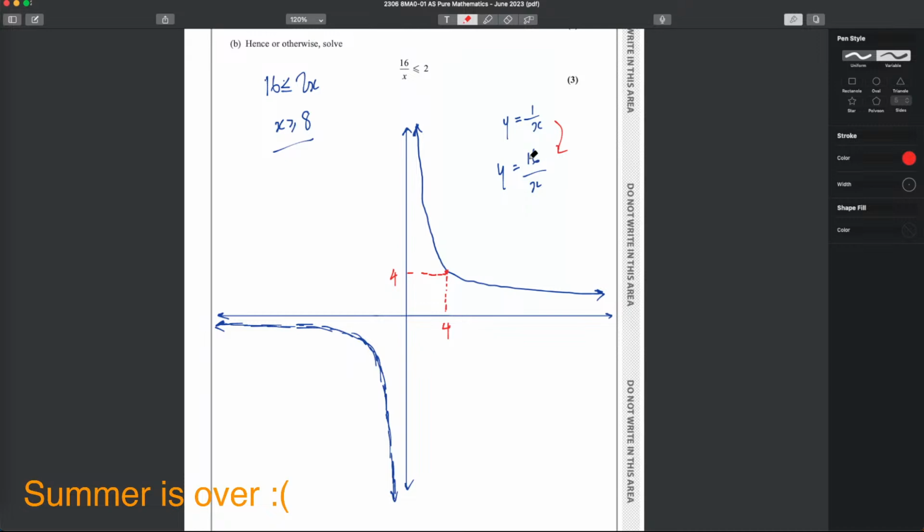Oh, all good things must come to an end. Summer is over. Sadly. It's autumn. The sunny days are behind us. It's a sad day.